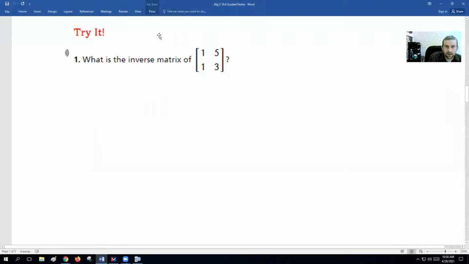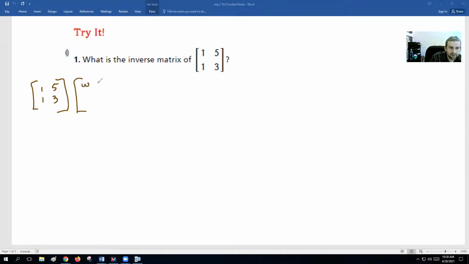So got this working. Let's go through what we want to do here. We're going to set up a problem because if we take 1, 5, 1, 3, we're going to have to multiply it by some w, x, y, z to get an identity matrix of 1, 0, 0, 1. So let's set up our problem. First row, first column: 1 times w is w, 5 times y is 5y.